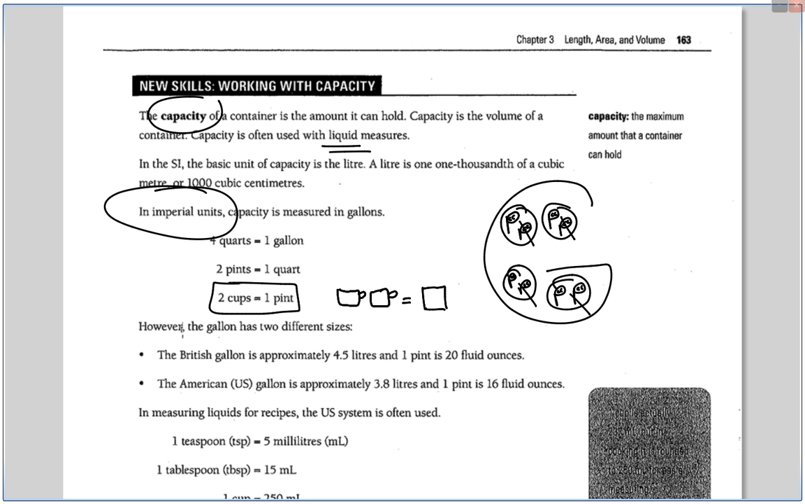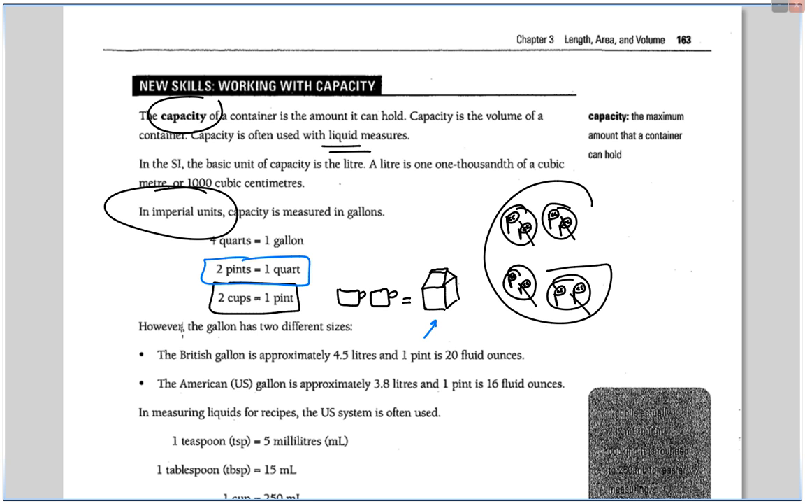Now, you may or may not have had the tiny milk carton. These are like a single serving milk carton. You might get a mini chocolate milk in this. Now the next one is 2 pints equals a quart. So basically 2 of those.